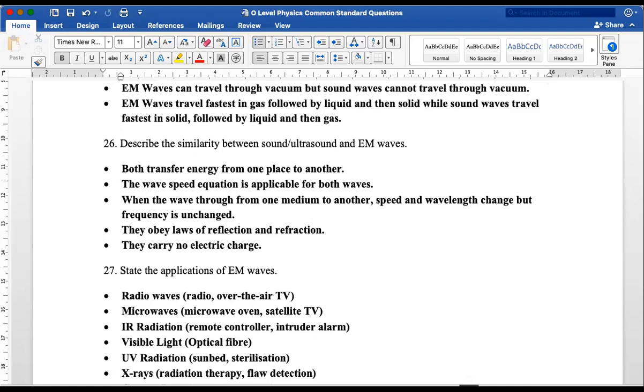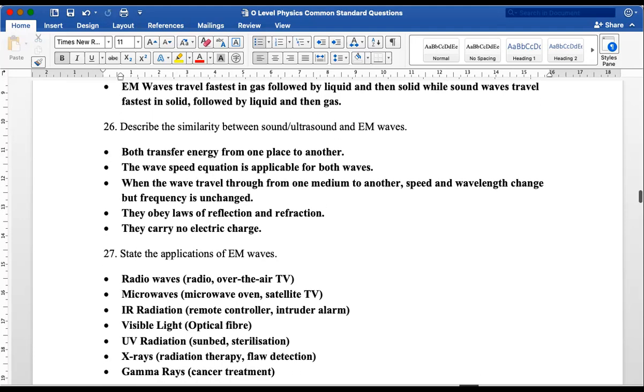Both transfer energy from one place to another. The wave speed equation is applicable for both waves. When the wave travels from one medium to another, speed and wavelength change, but frequency is unchanged. They obey laws of reflection and refraction. They carry no electric charge.